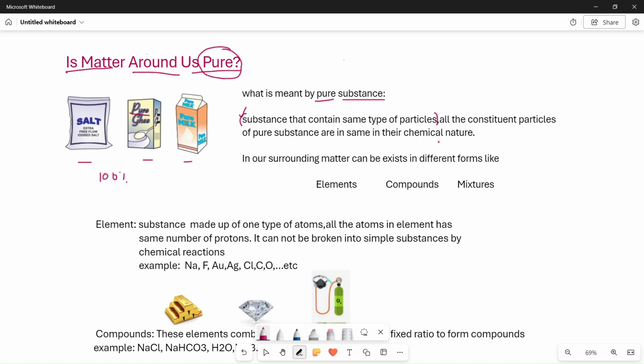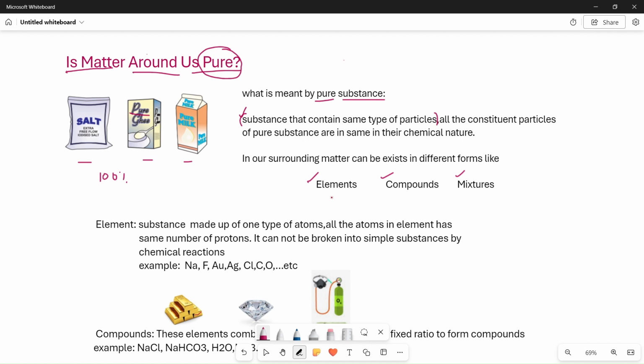Then what is this chemical nature? Like their boiling point, their effects on pressure, by applying pressure or temperature, they undergo some changes, right? So every particle in a pure substance has the same chemical nature, the same type of particles, that is called a pure substance. Next, in our surroundings, matter can exist in different forms, not in the sense of solid, liquid and gases. Here when you go deeper, there are elements, compounds, mixtures.